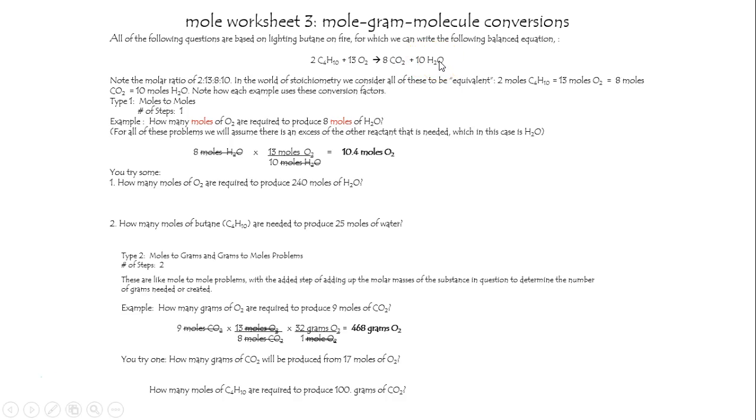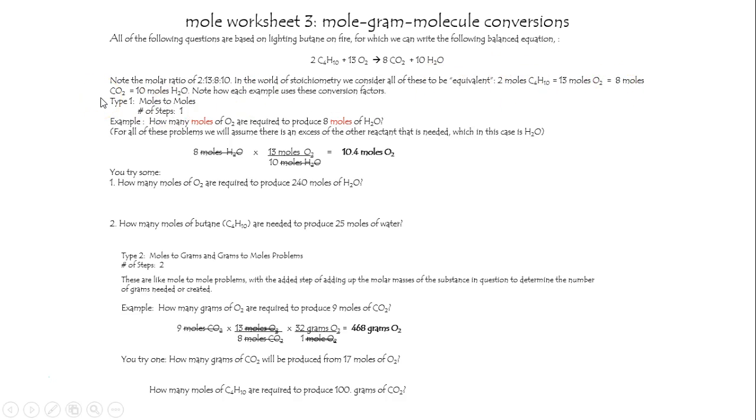To convince yourself it's true, let's check out oxygen. I see 26 oxygens on this side, which is equivalent to the 8 pairs plus the 10 singles. That means 16 plus 10, 26. Yeah, looks good. Note that molar ratio, 2 to 13 to 8 to 10. In the world of stoichiometry, we say those are all equivalent, as shown there.